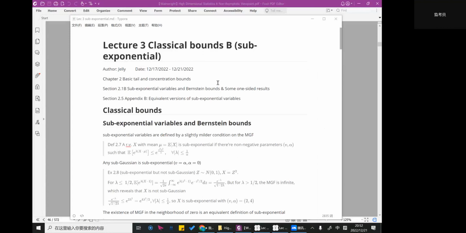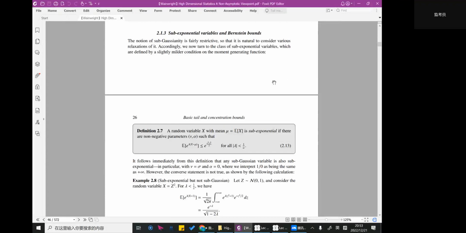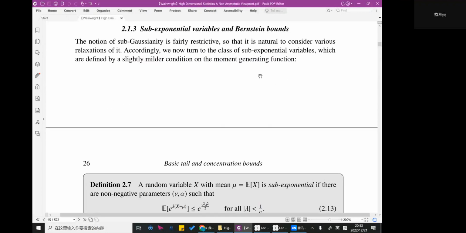So anyway, today's topic is about sub-exponential. In lecture 2, we talked about sub-Gaussian and the Chernoff bound. Today, we talk about sub-exponential. As you know, we want to consider some relaxations of the sub-Gaussian assumption. This is where sub-exponential variables come from, and they are defined by a slightly milder condition on the MGF, the moment generating function.